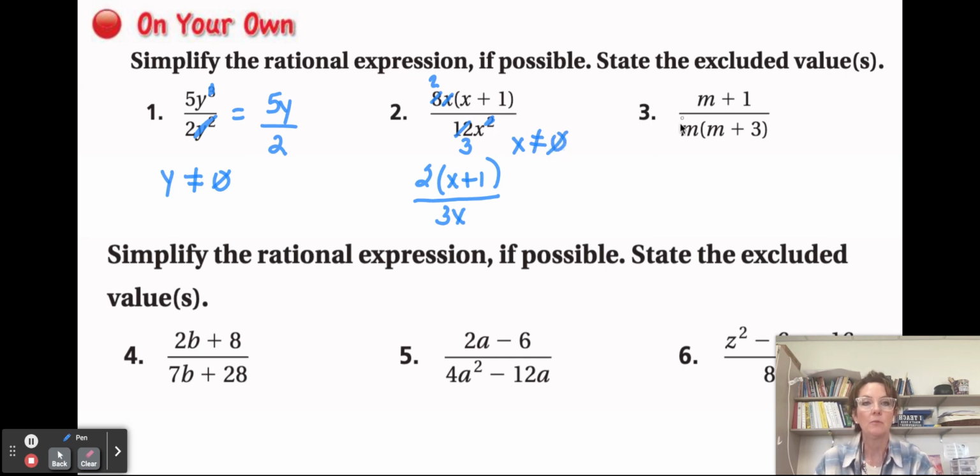Okay, looking at number 3. There's nothing to factor out in the numerator. It's already in simplest form there. And it doesn't match this factor, and there's no extra m, so it is already simplified.